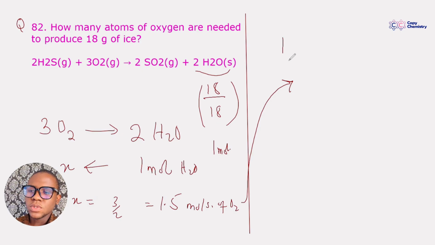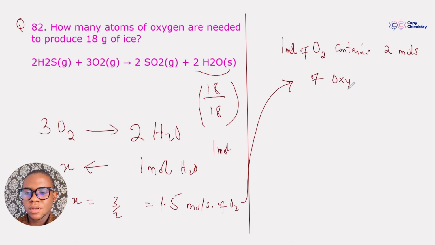Now, 1 mole of oxygen contains, what does 1 mole of oxygen contain? It contains 2 moles of oxygen atoms. Okay, 1 mole of oxygen. Oxygen is O2. So 1 mole of oxygen contains 2 moles of oxygen atoms.